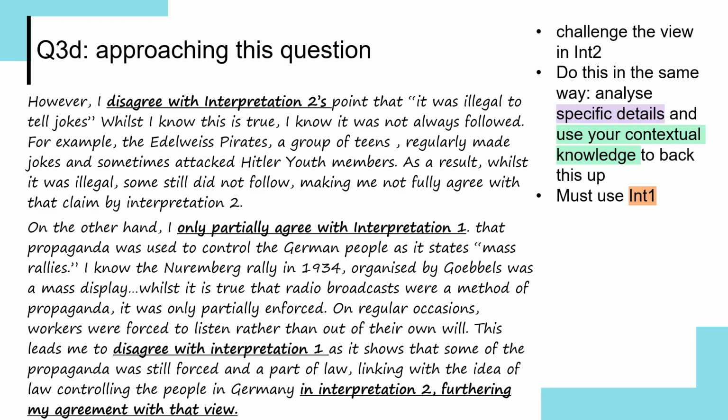You can do this by picking out aspects of interpretation 2 that you don't agree with, and by using interpretation 1. You do this in the same way as you previously analysed interpretation 2. Pick out the specific details from the interpretation and use your own contextual knowledge to support or challenge what is said. So here, they've picked out the point in interpretation 2 that it was illegal to tell jokes. Then they use their own knowledge on the ill-advised pirates and them telling jokes to challenge what is said by the author in interpretation 2. They then go on to use interpretation 1 as well as a form of challenge.